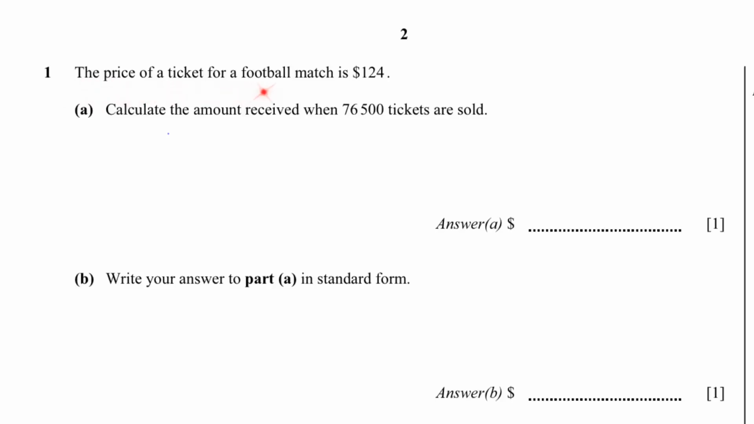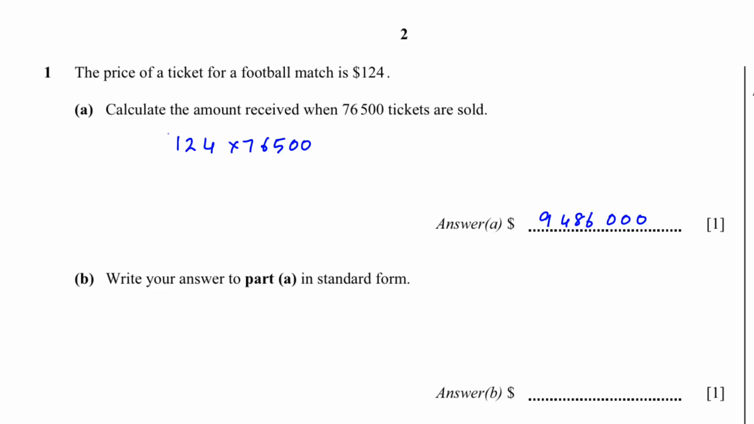The price of a ticket for a football match is $124. Calculate the amount received when 76,500 tickets are sold. So one ticket is for 124. We will times it by 76,500 and that will give us 9,486,000. In part B, we have to write the answer in standard form.